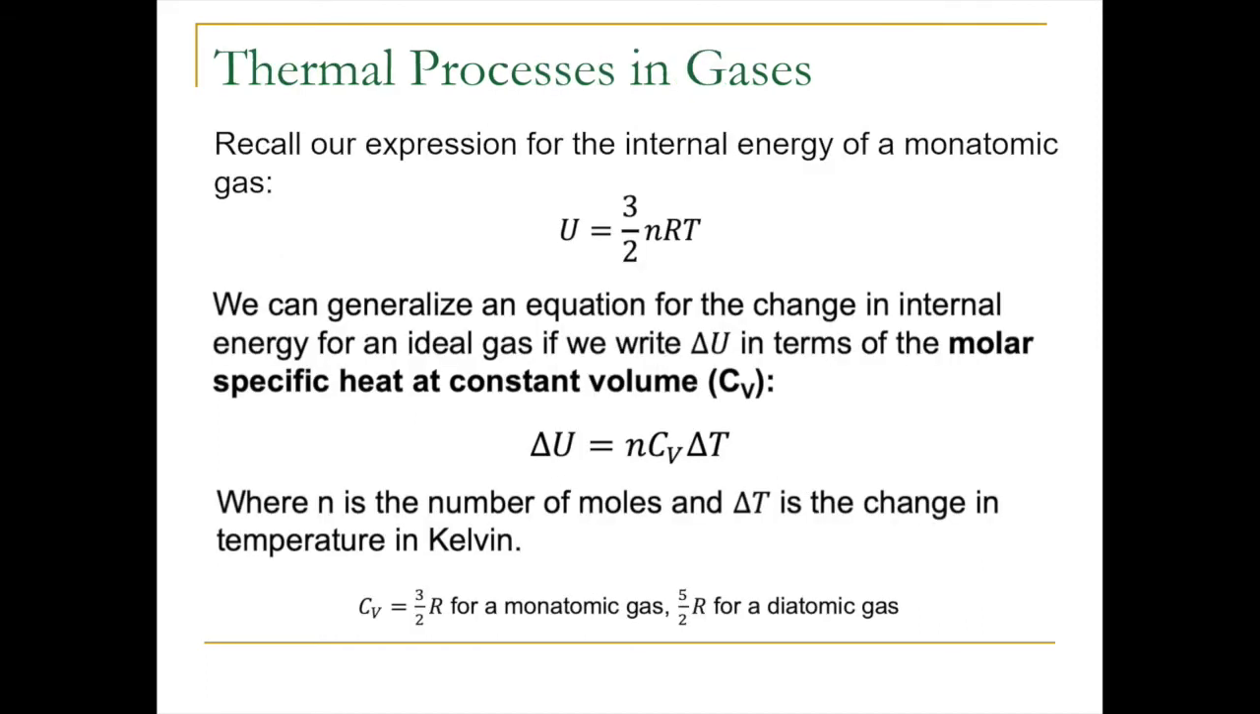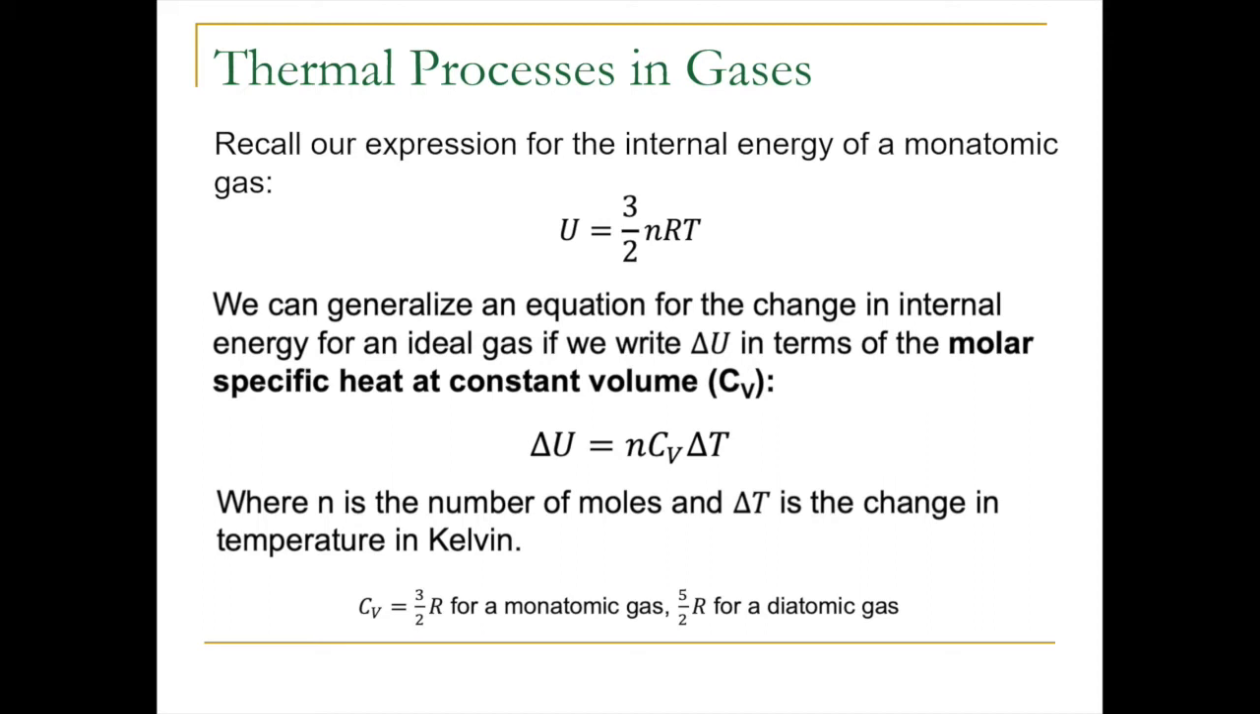So let's remind ourselves that the internal energy for monatomic gas is U equal to 3/2 nRT, where n is the number of moles, R is the universal gas constant, and T is the temperature in Kelvin. Now, if we want to talk about the change in internal energy, we need to redefine this in terms of this new quantity called the molar specific heat at constant volume. And so we get this equation that delta U is equal to nCv delta T. Well, what we've done is we've taken Cv to be equal to 3/2 R for a monatomic gas.